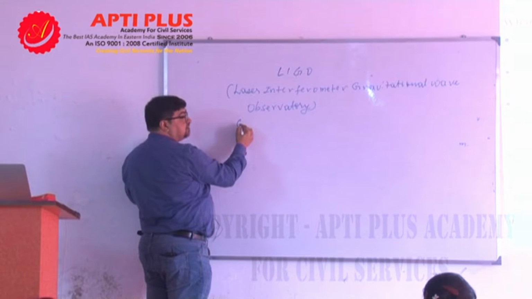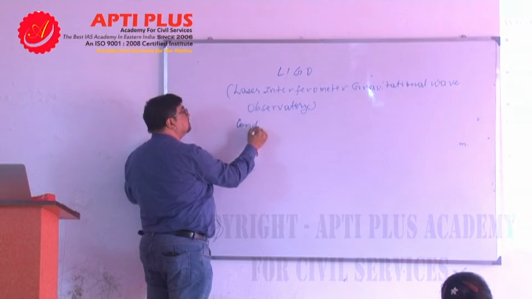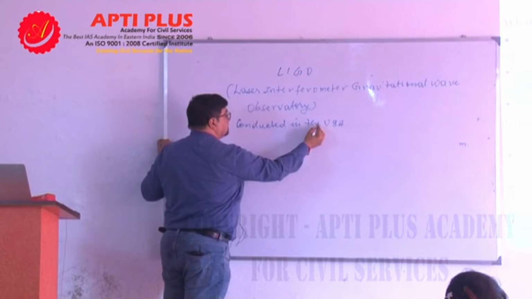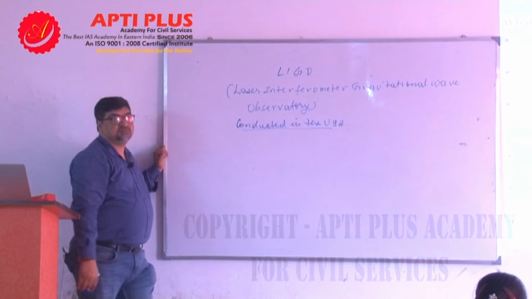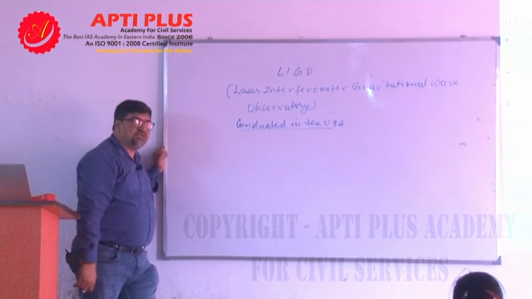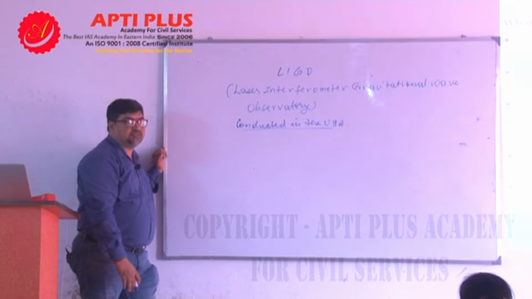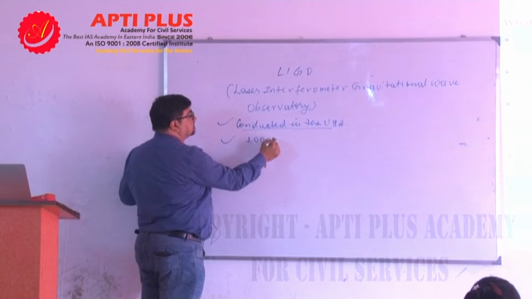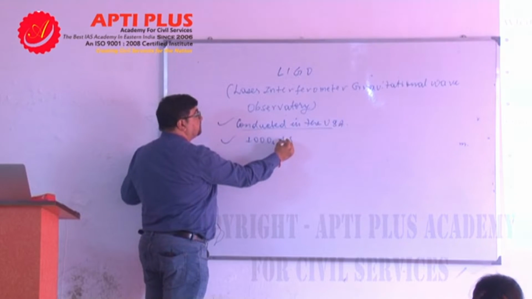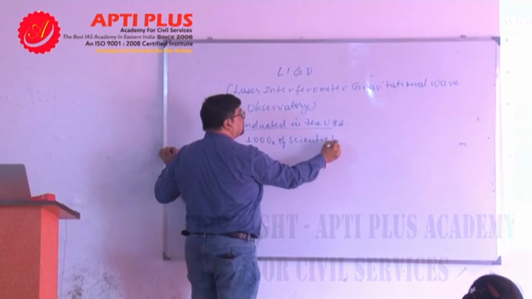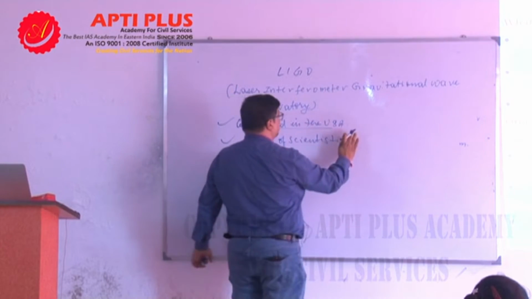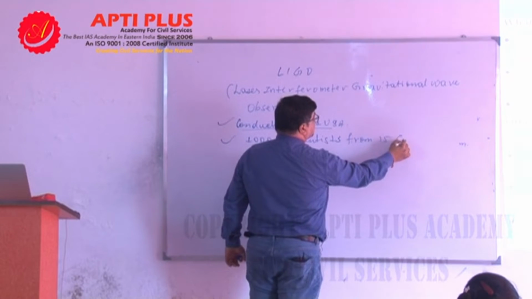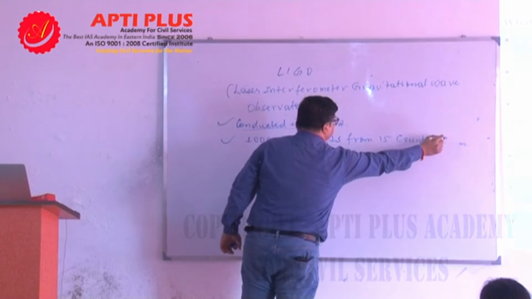Where was the LIGO experiment done? It was conducted in the USA, right? Caltech, California Institute of Technology, and MIT were involved in the USA. There were thousands of scientists coming from 15 countries, where India was also one of the countries. Scientists from 15 countries participated in this particular project.